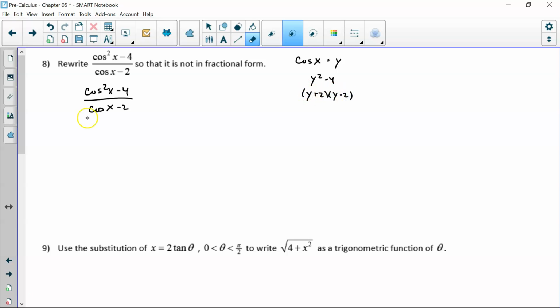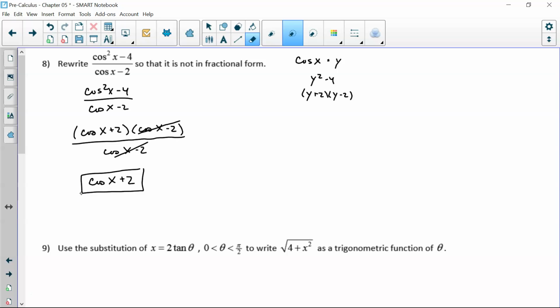Looking at this one, it's a little bit easier, actually. It's the cosine of x plus 2 times the cosine of x minus 2, all over the cosine of x minus 2. The cosine of x minus 2 on top and on the bottom cancel each other out. We have no more fraction. Cosine of x plus 2. And there we go. It was actually quite a bit easier than it may have been otherwise. We want to learn some different techniques as we're going through.